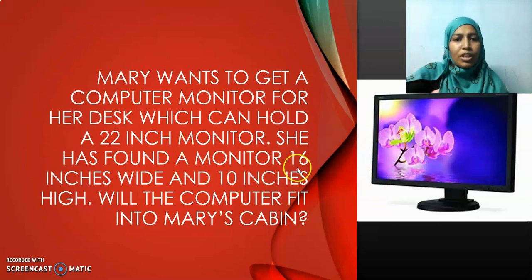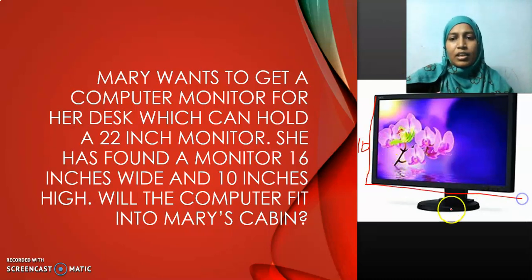She found out the monitor is 16 inches wide, a longer one, and 10 inches high. This is 10 and this is 16 inches. And if a monitor has 10 inch high and 16 inch wide, what will be the measure of this TV?